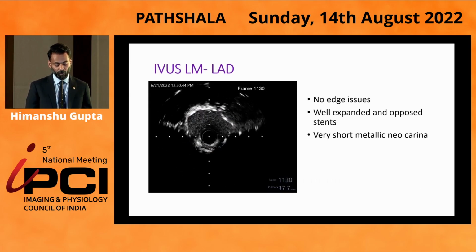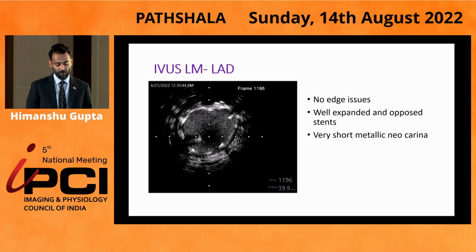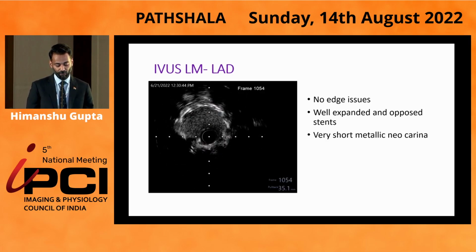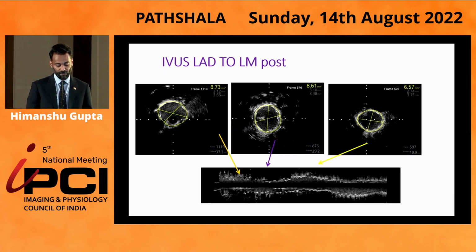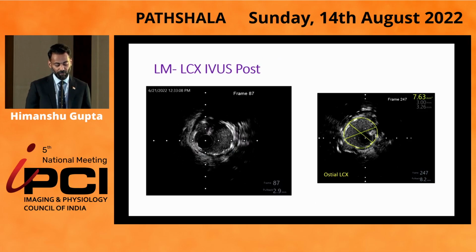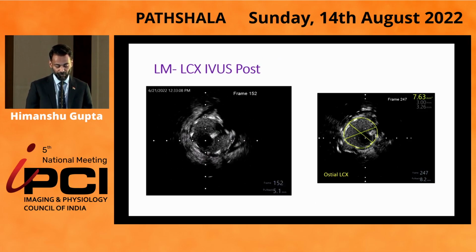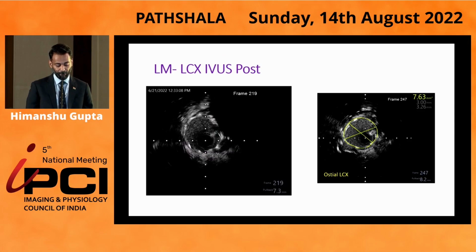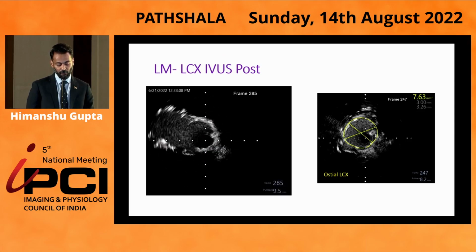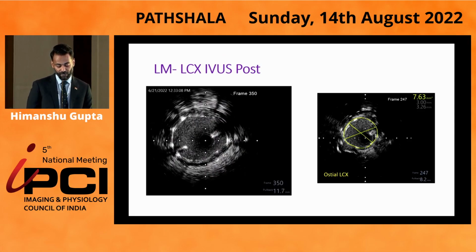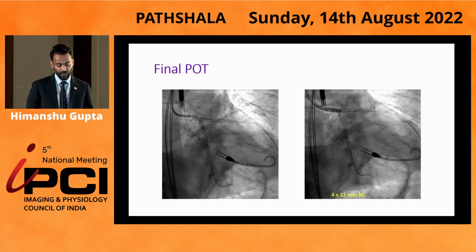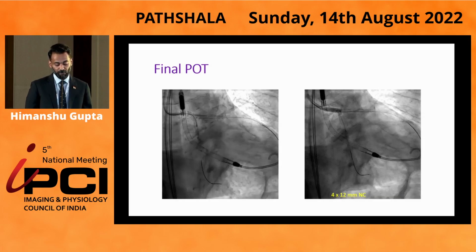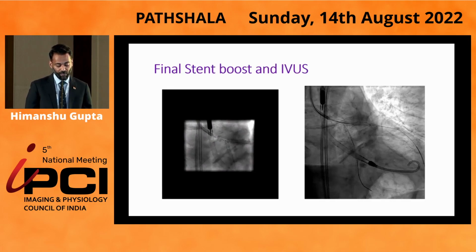This is from left main to LAD. We see a very short neocarina, very well expanded stents in the left main to LAD. Here we see a very short neocarina just close to the bifurcation. We have good areas, more than 8 in the LAD and 7 in the mid LAD. And this is the IVUS from left main to circumflex. I'll let it play since it's an imaging conference. We again see it's very well expanded with very short neocarina, and at the ostial circumflex we have an area of about 7.6. After that, we do a final POT with a 4 millimeter balloon, and then we again do IVUS.